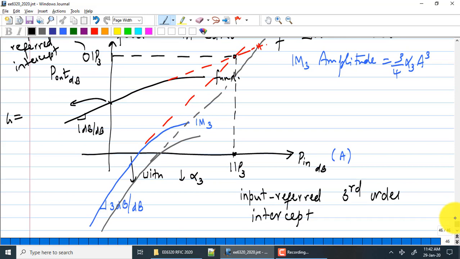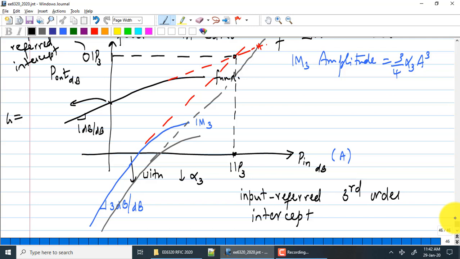Good question. She is asking, how do you have control over alpha 3? Of course, if you were to build an amplifier, the nonlinearity of the amplifier is a function of the bias current and voltage of the transistors, and of course the power supply.